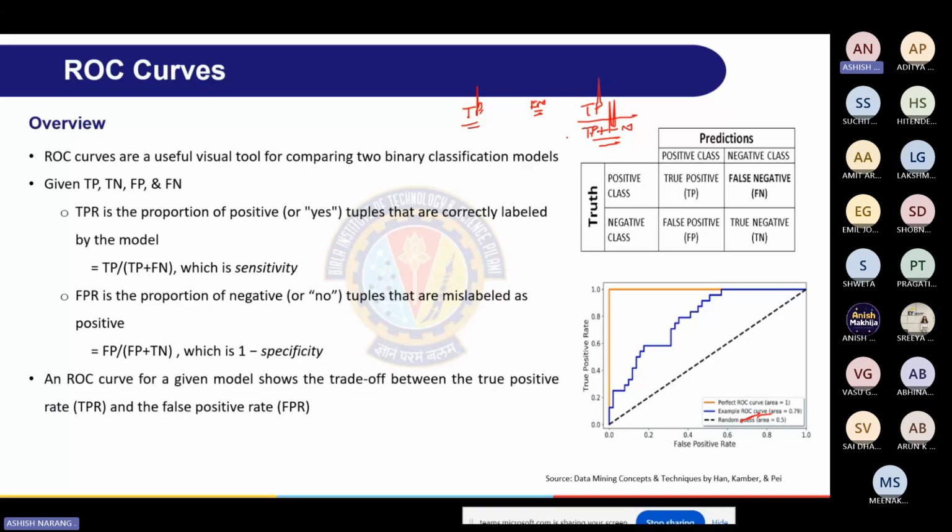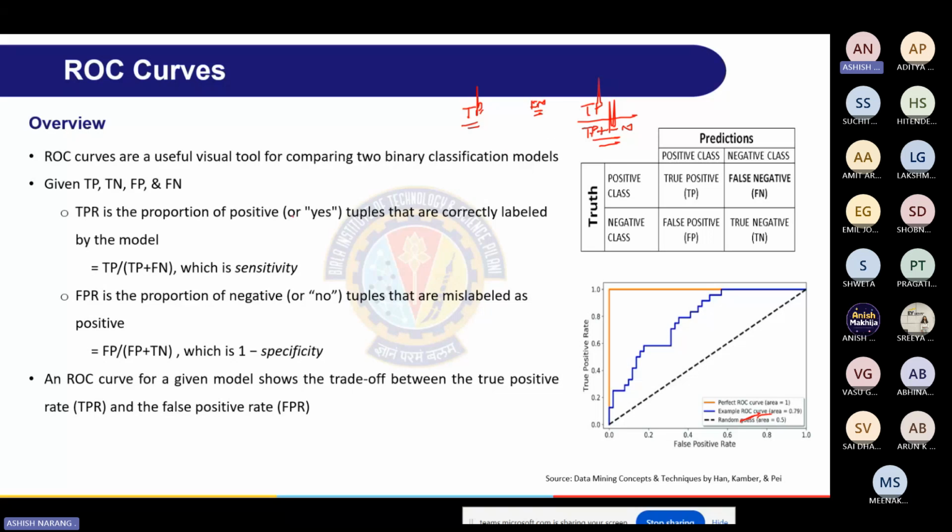So let's say there are 100 fraud cases, and the model actually catches 90 of them, then TPR becomes 90%, right? 10 are FN, falsely labeled as negative. So then TPR becomes 90%.